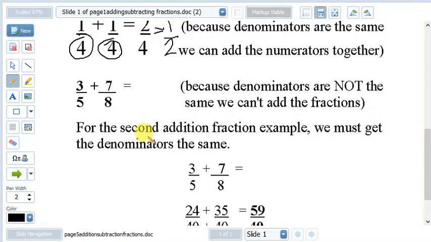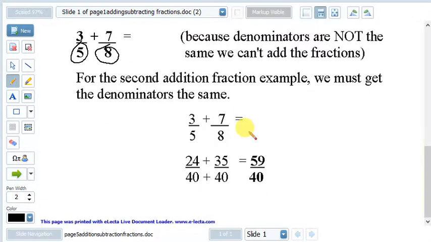Okay, so example 2, and we've got 3/5 add 7/8. Now we can't just add these two fractions together because the two denominators are not the same. So in this case we've got a 5 as one denominator and we've got an 8 as the other denominator, so it's not the same number. So what we've got to do is get both denominators the same.